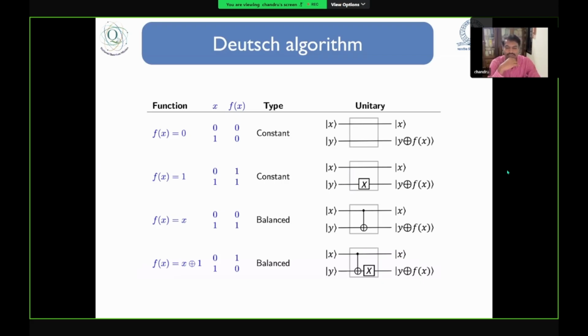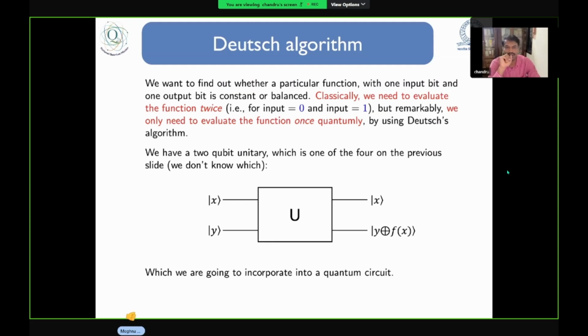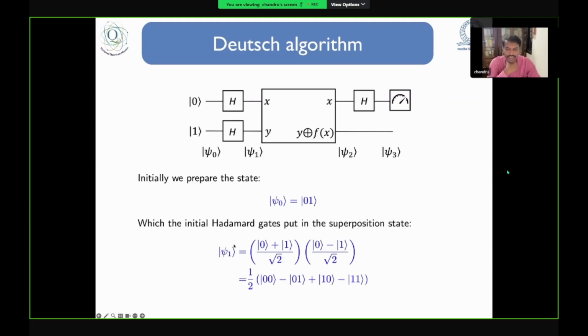So can quantum computers do this more efficiently using superposition is the first question. It might look very simple and trivial, but it highlights the role of superposition in quantum computing. So we want to find whether a particular function with 1 input bit and 1 output bit is constant or balanced. Classically, we need to evaluate the function twice, which does not happen with quantum. We can do it with a single query. That's what we're going to show here, how it can be done.